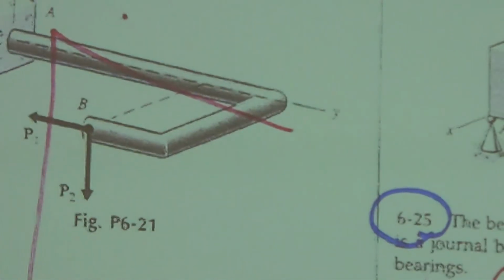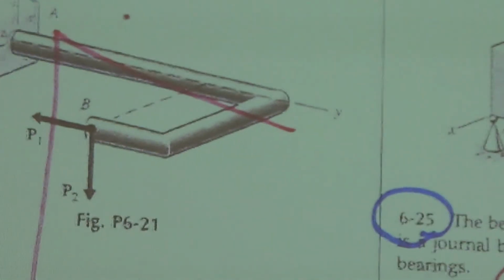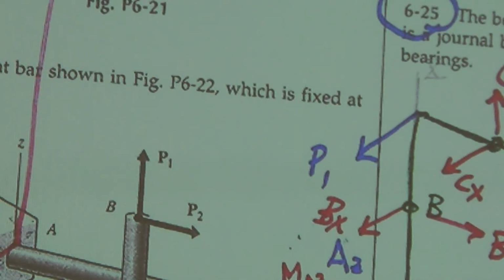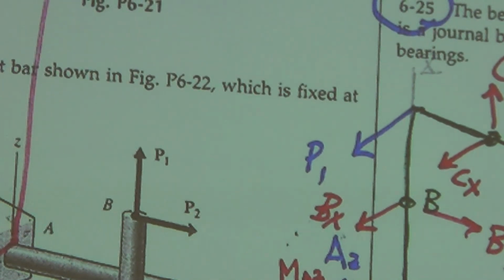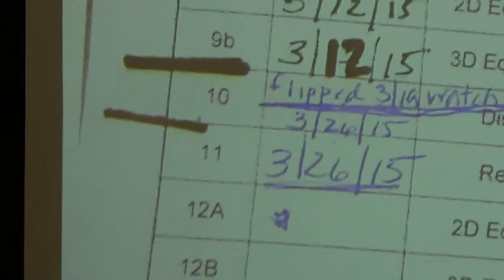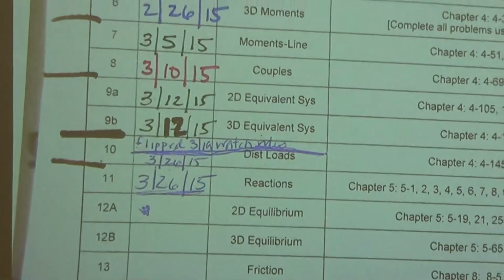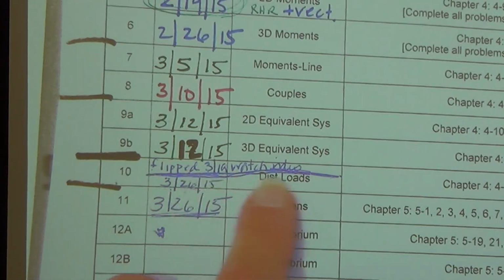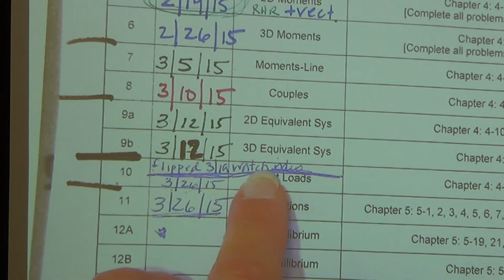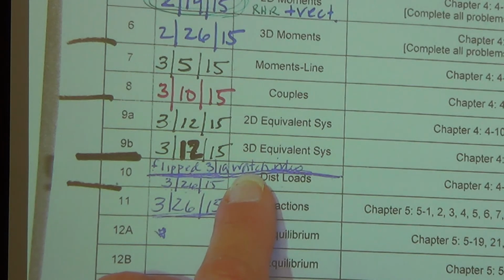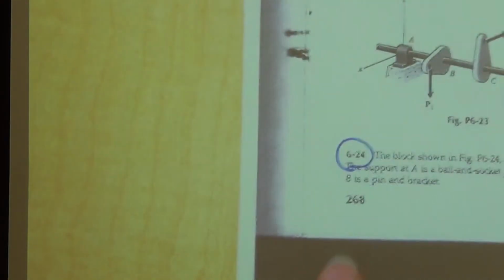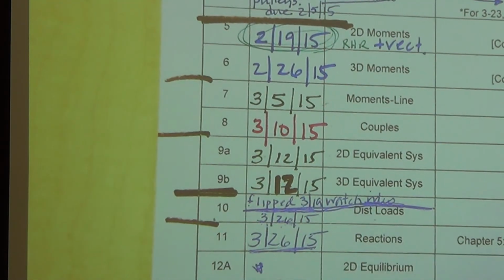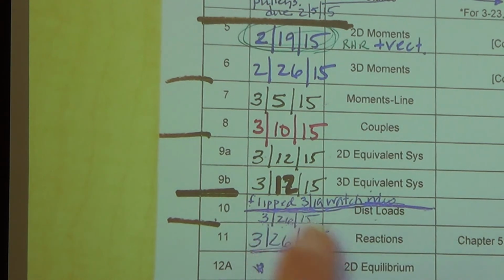So, for Thursday, today's Tuesday, right? For Thursday, I want you to draw 21 and 24. And you guys, look up here, just to remember, you need to watch the distributed load video by this Thursday as well, and we're going to work on the distributed load homework on Thursday. So this Thursday, I want you to have the free body diagrams for 21 and 24 done. Then you have to watch the video for distributed loads by Thursday, and we'll work on the distributed load homework on Thursday.